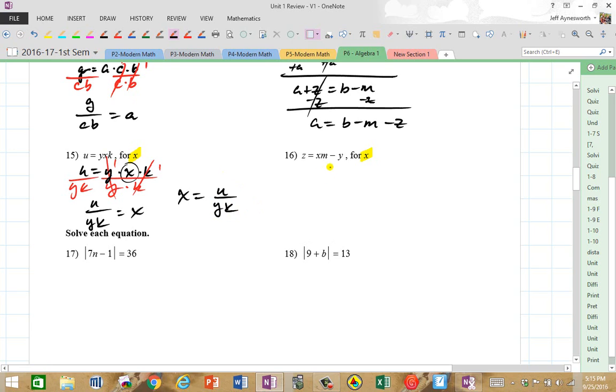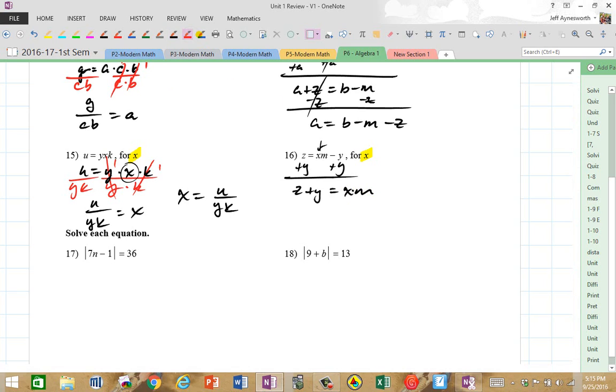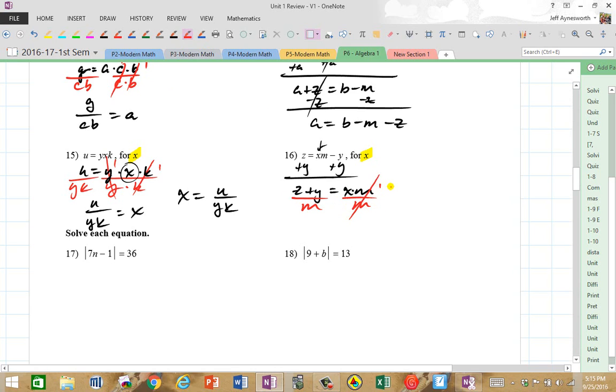Now this one here, I'm trying to isolate X, which is right here. I'm going to add Y. So I get Z plus Y is equal to X times M. I'm going to put a dot here because you need to know XM means X times M. So I divide by M. Why? Because M divided by M is 1. So I get X is equal to Z plus Y divided by M.